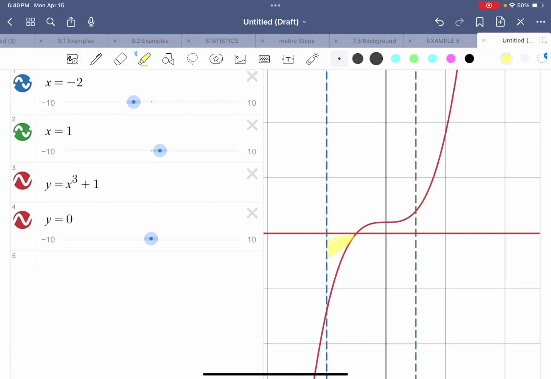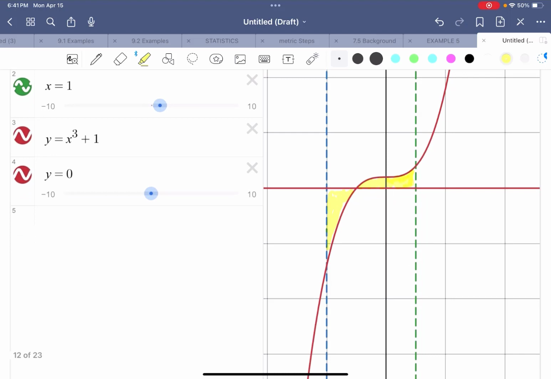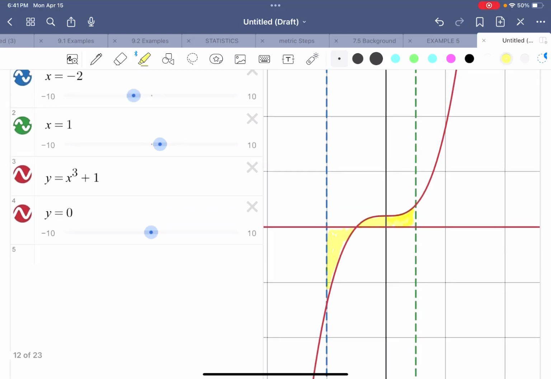And what they're asking us for is this area that's bound in here and in here. Okay, and I'll shade it in for you so you know what you're looking for. We know that this is x equals -2. And we know that this is x equals 1. But we don't know where it switches over here. You've got to be really careful. This is in two parts.